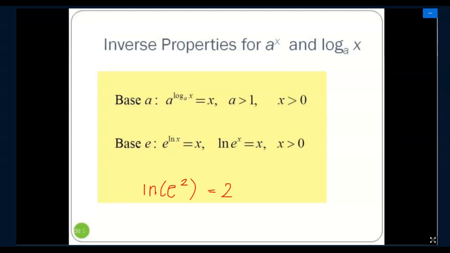You can also identify that using our properties. Technically, an exponent inside a natural log can be rewritten out in front, and you get 2 times ln of e. And again, ln and e are inverse properties. This becomes 1. You get 2 times 1, which is 2.